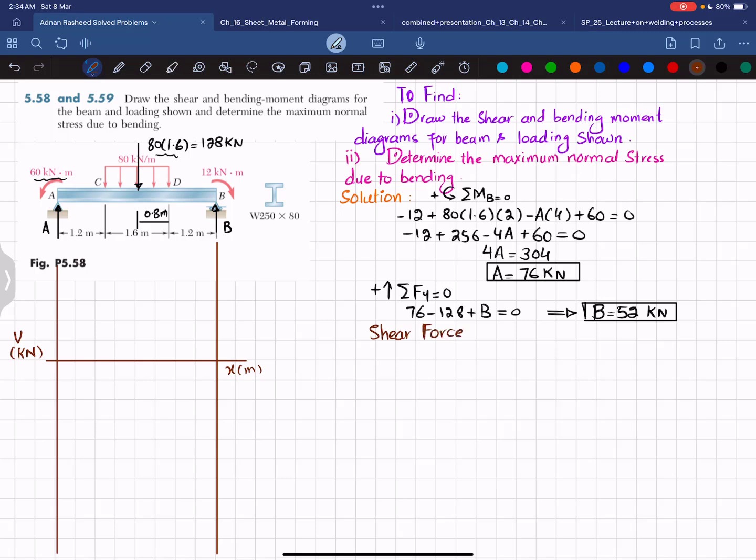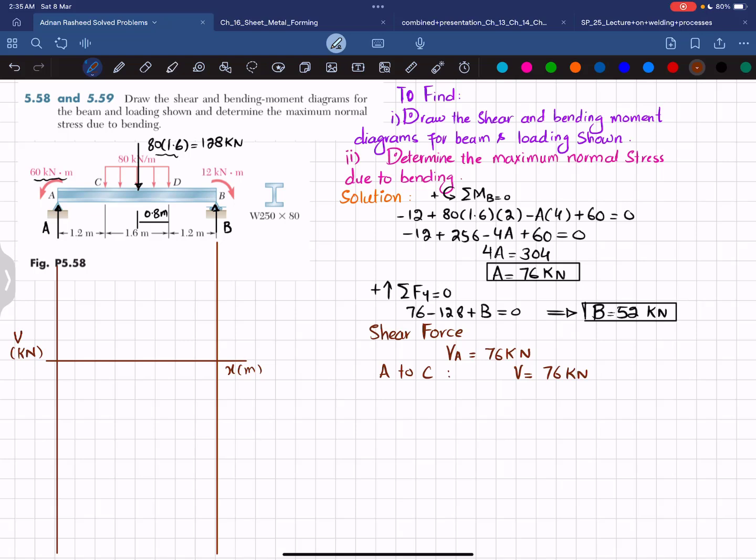Starting from A, as you can see at point A, we have the vertical reaction force A, which is 76. So we can write VA is equal to 76 kN. Now from region A to C, there is no load between these two points, so it will remain the same. The shear force V will be equal to 76 kN.